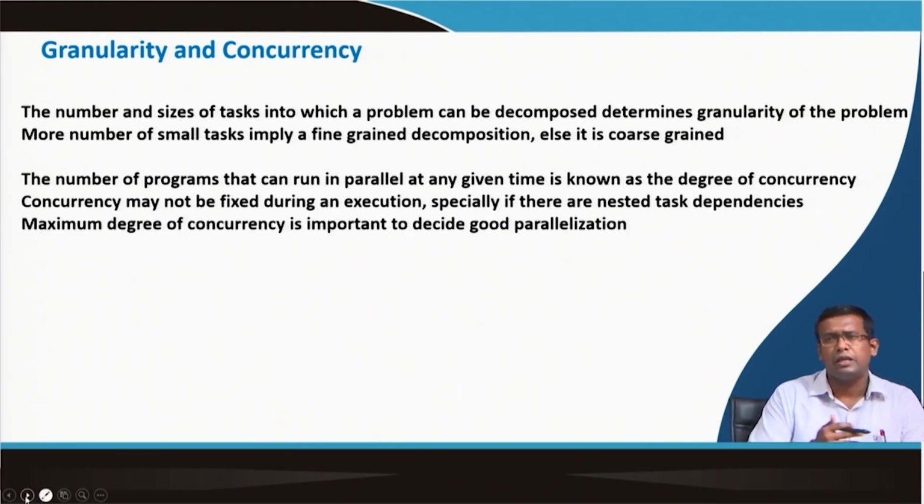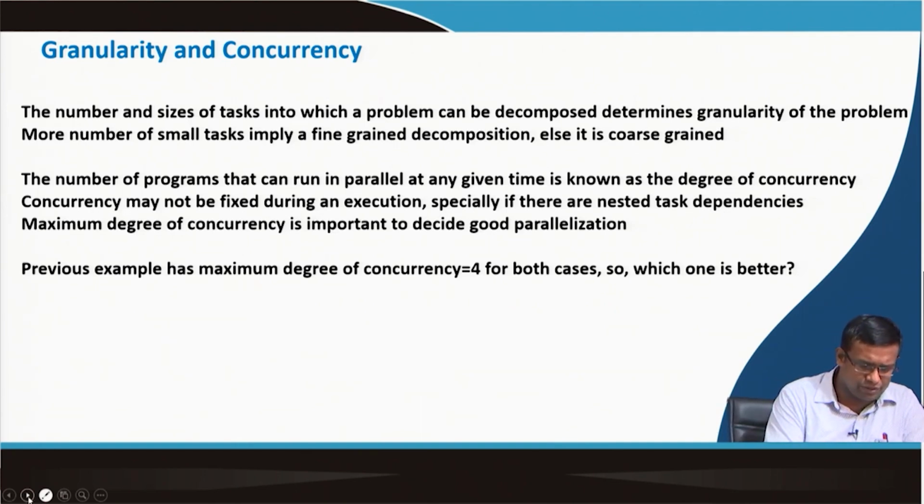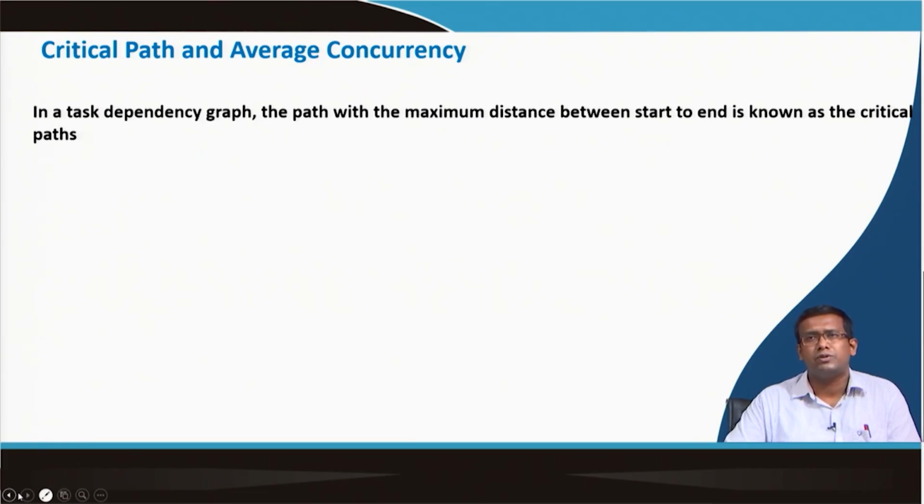But in case they are different, it can be an important parameter to determine good parallelization. The previous example has maximum degree of concurrency 4 for both the cases. Again, the question is which one is better. Visually we can tell the left one is better, but for a large problem we need to find a measure, like maximum degree of concurrency, some other measure to see which one is better. And that is obtained by critical path and average concurrency. In a task dependency graph, the path with the maximum distance from start to end is known as the critical path.